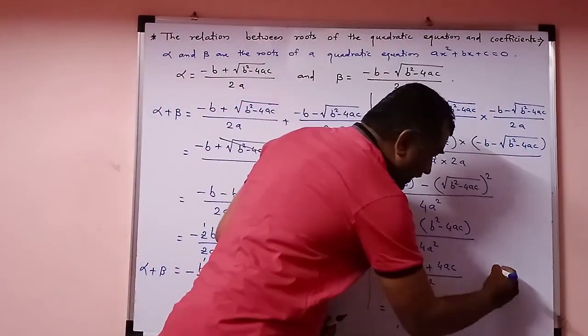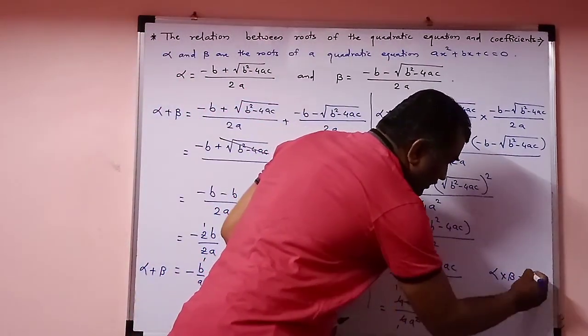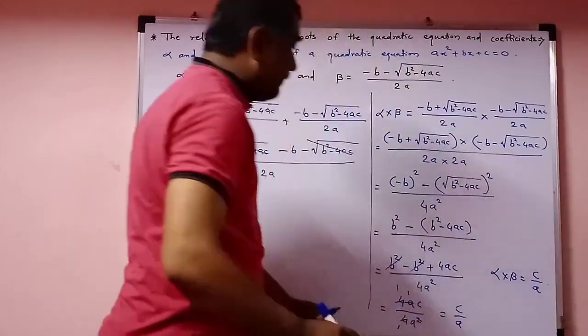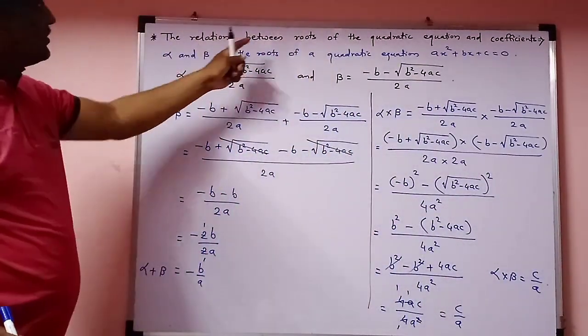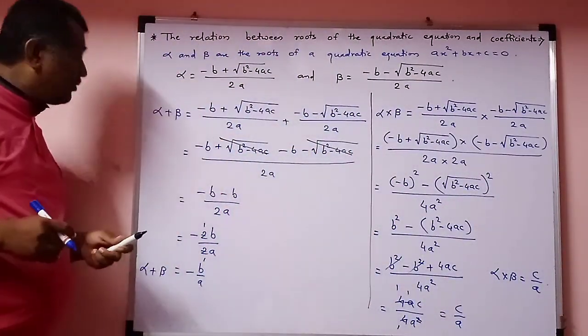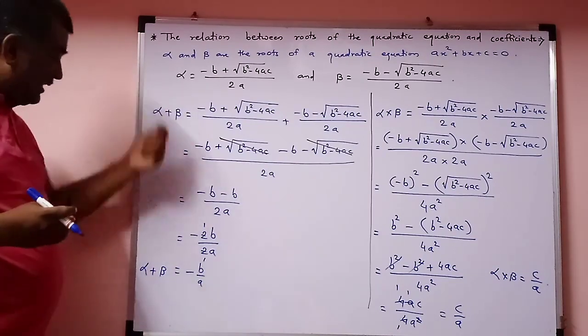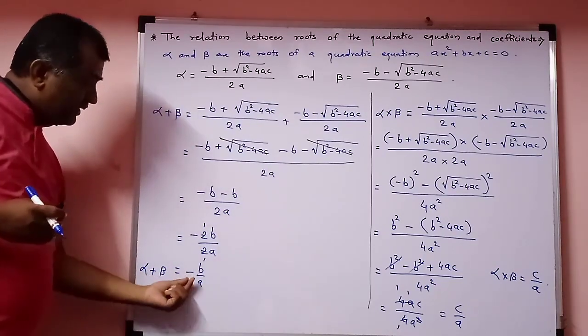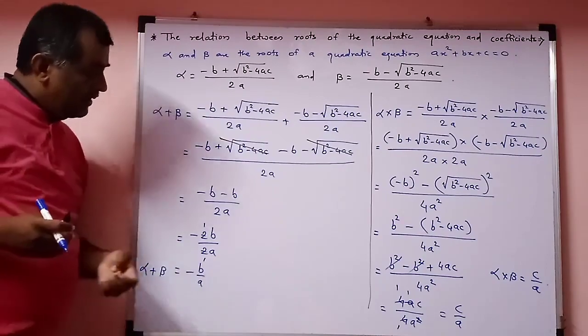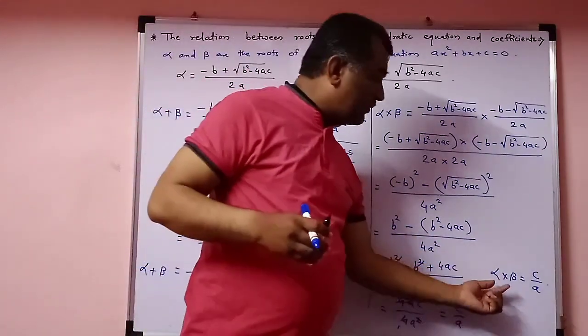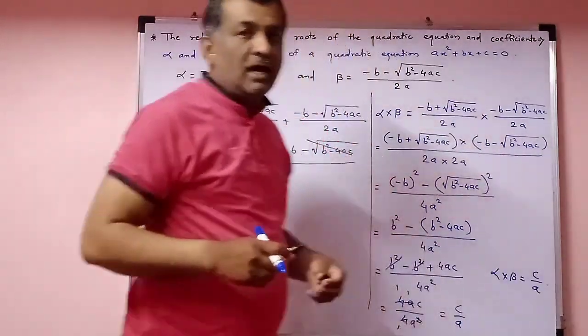Alpha into beta is equal to c upon a. So see, the relation between roots of a quadratic equation and their coefficients: the addition of the roots of a quadratic equation is minus b upon a, and the product of the roots of a quadratic equation is c upon a.